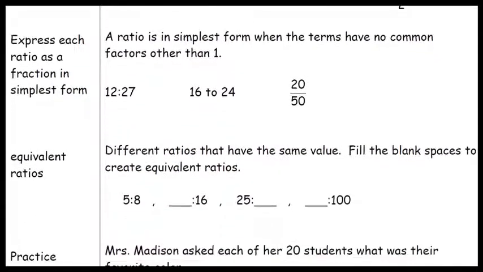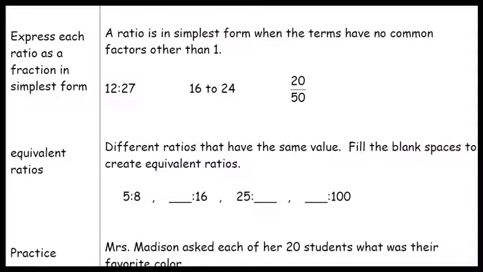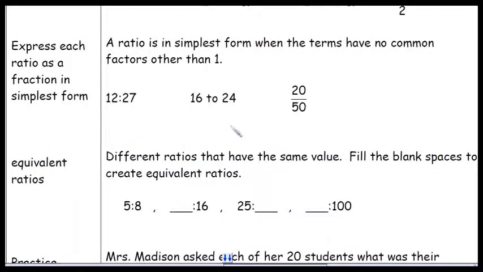Okay, now let's look at this next section of the notes. This is express each ratio as a fraction in simplest form. So all you're doing in this section of the notes is rewriting these ratios as fractions, and you're going to have to do it in simplest form. So you have to reduce all the way down.